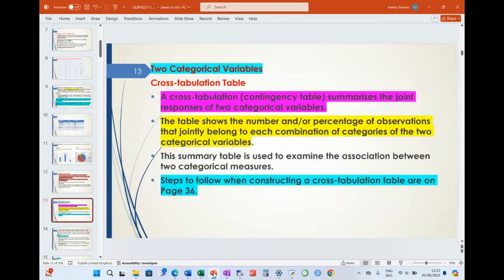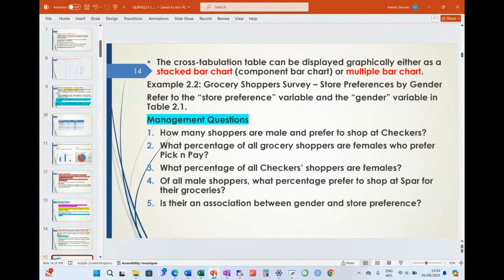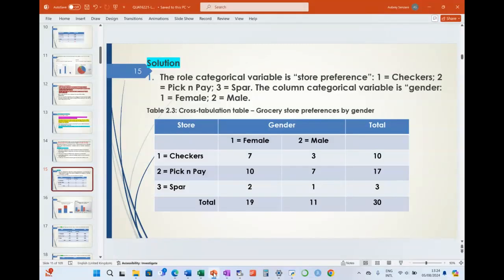Okay, so we don't need to read this. Then we've got cross-tabulation tables. So here, again, we are trying to see what the information is telling us, but via a table. So here, the table shows the number and or percentage of observations that jointly belong to each combination of categories of two categorical variables. Hey, statistics, they use fancy English, but these are simple things. There you can see, there's our table. And what are our two categorical variables?